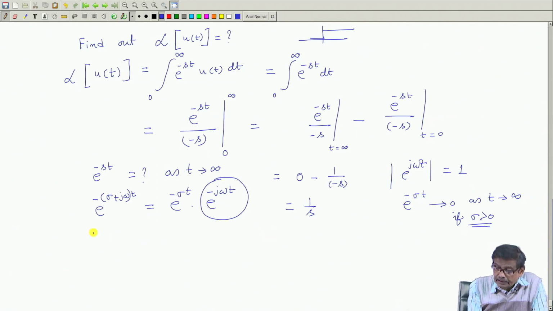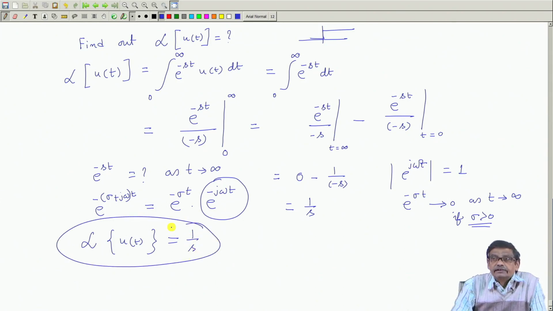So, we say the Laplace transform of u(t), as expected, will be only a function of s, and it is 1 by s. That is what the final result is.